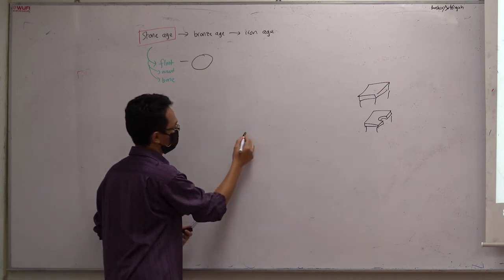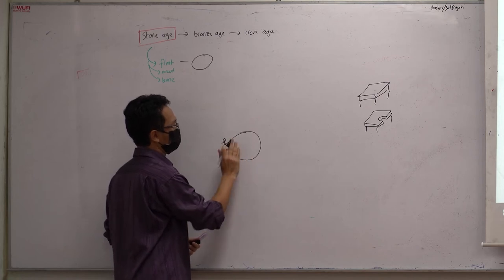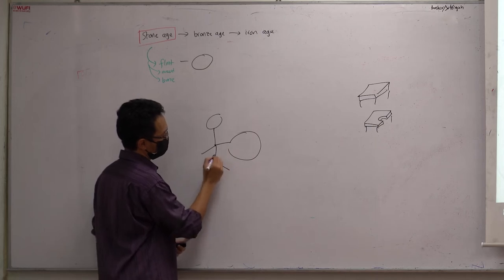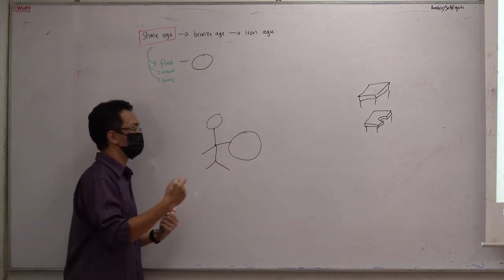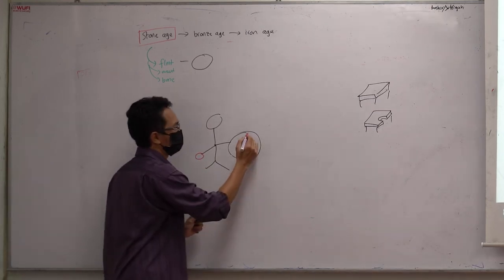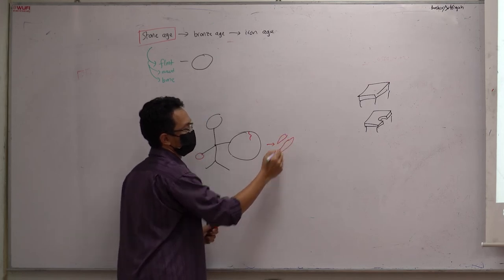Let's say you have this, Taufik, and then this is the rock. Besar sangat, kecil sangat, Taufik. Okay, so Taufik holds the rock, and to make a flint, Taufik has another small rock here, and they just knock like that. When you knock like that, the rock will crack, and it creates a sharp edge lah.